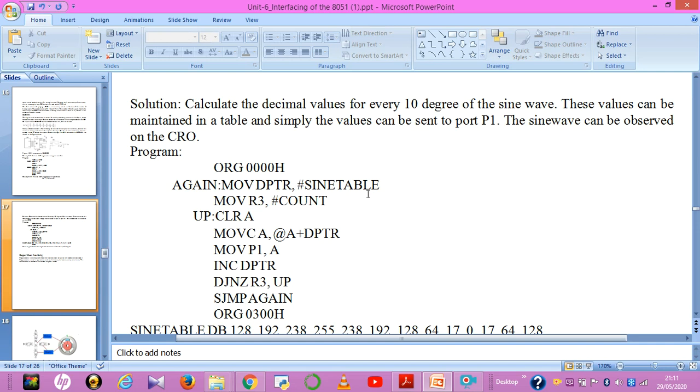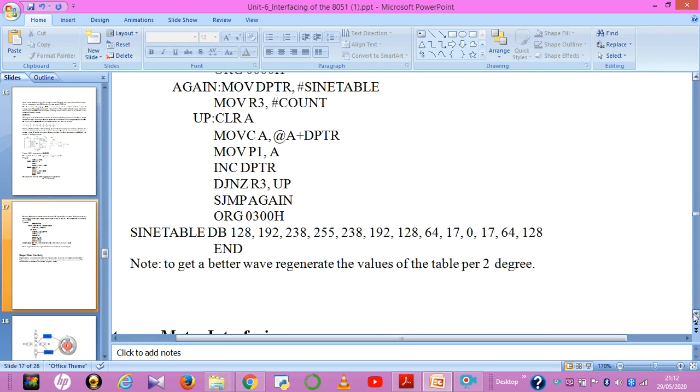Now I have given the sine table. The sine table has all the sine values calculated using the formula. Next, you have to take those into the DPTR and keep a counter, depending on how many values the sine table has. Next you clear the accumulator. From the table you take values into the accumulator, send to P1, and increment the DPTR every time. The assumption table is also given here. Those values are taken from the sine table. Finally we get a sine wave.